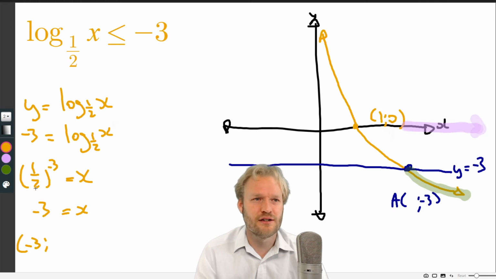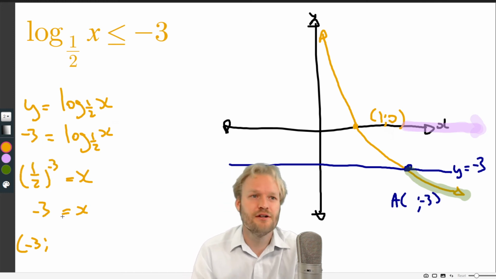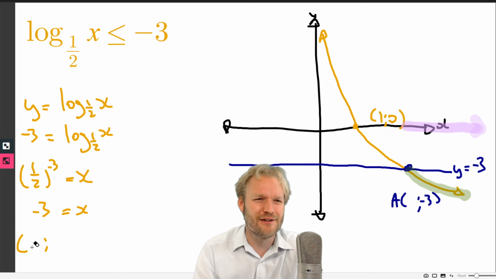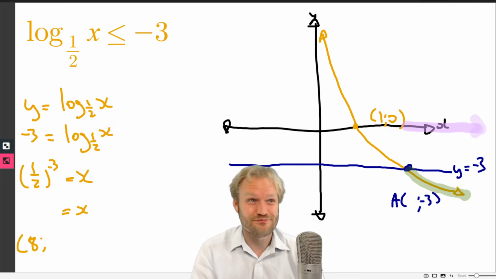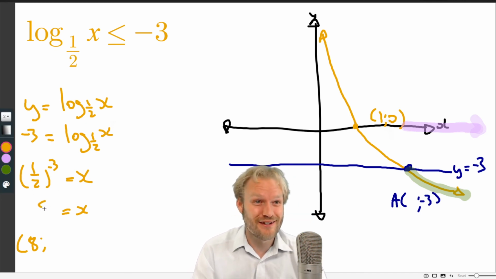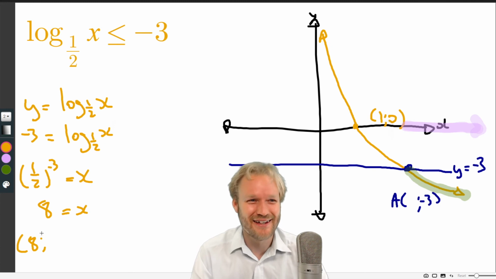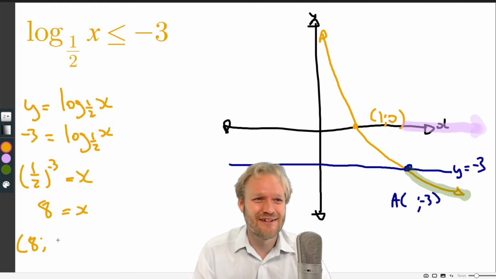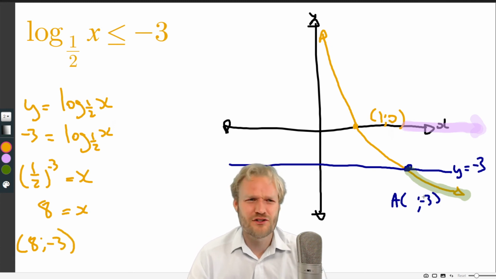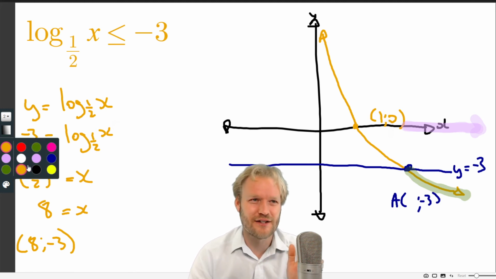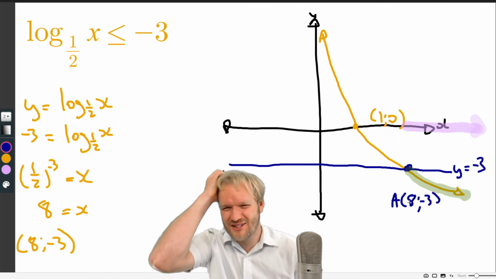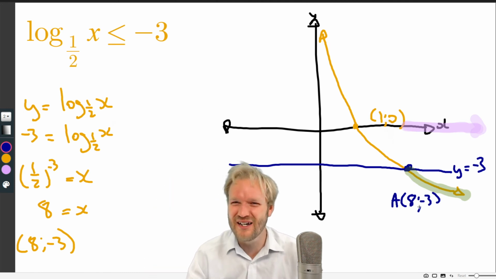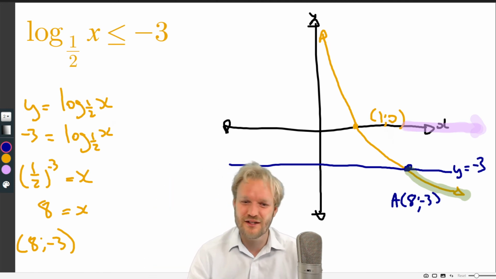What did I say? 8. So x is 8, getting there. 8 and negative 3. The nice thing, as I said, of keeping your graph going is if we put in a negative 3 there, we go, wait, something doesn't feel right. Why would the negative x's be over by my head?